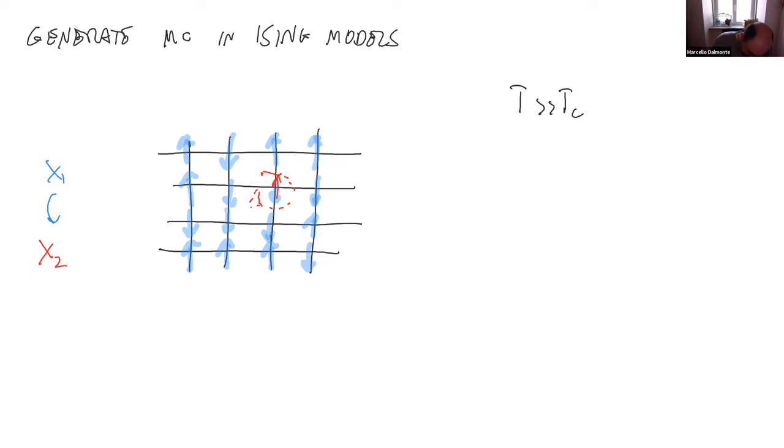And then for my next step, X3, I can do the same with another spin and flip it. Okay. And I can go on, so on and so forth, by just flipping single spins, okay? So this, for those of you that are familiar with it, is the so-called single spin update in Monte Carlo methods, okay? And in Metropolis Monte Carlo.